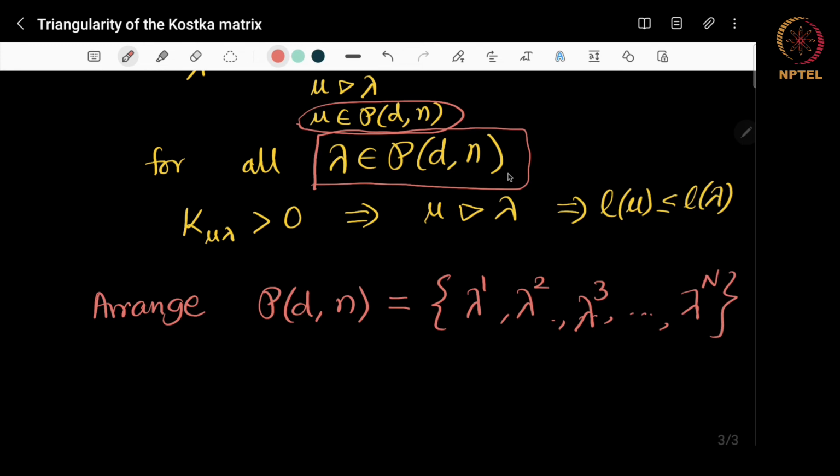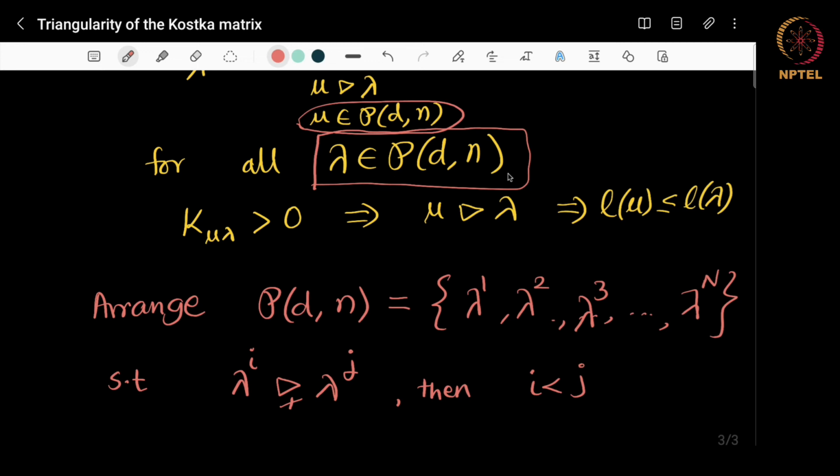Now, when I arrange them in this order, I also want to ensure that this arrangement respects the dominance order, such that if lambda I dominates lambda j, then we list I before j. Okay, dominates and not equal. So I'm just trying to list them in a certain order which respects the dominance order, the partial order.